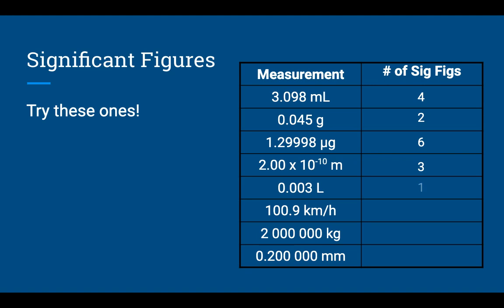0.003 liters, 1.009 kilometers per hour, 4.2 million kilograms, just 1, 0.20000 millimeters, 6, right? Because there are those zeros that you're like, why are they there? Well, they're there because they're significant.